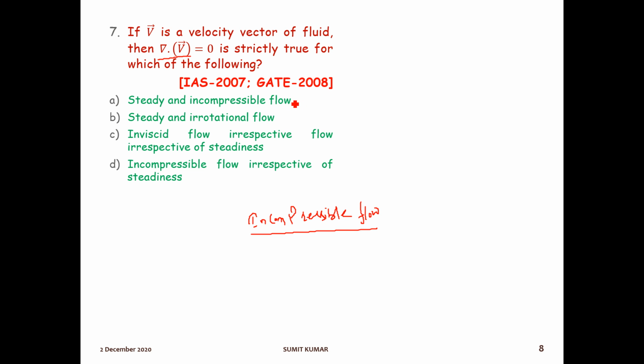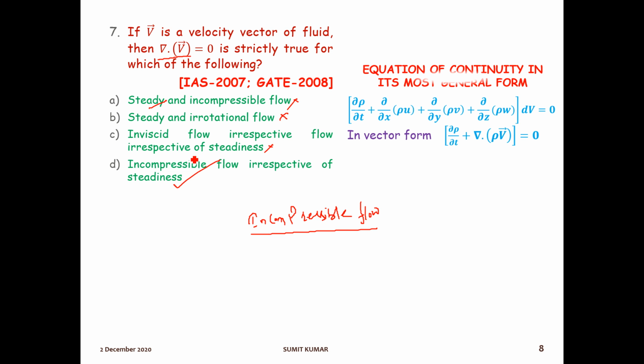So our answer will be here with steady and incompressible flow. No, it may be true for steady and incompressible flow, but it is not necessary that the fluid must be a steady flow. Here steady and irrotational flow, so answer is not correct. Inviscid flow means ideal flow, irrespective of steadiness. No. Incompressible flow irrespective of steadiness. So it is the right answer. Option number D is the right answer for this question.